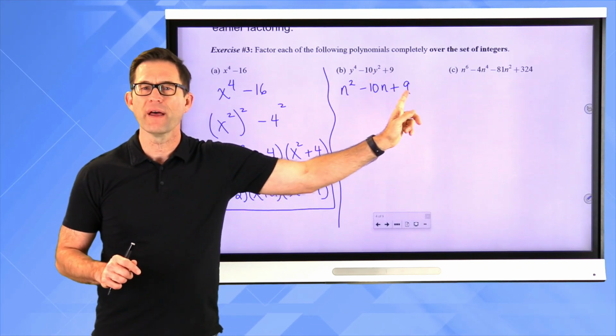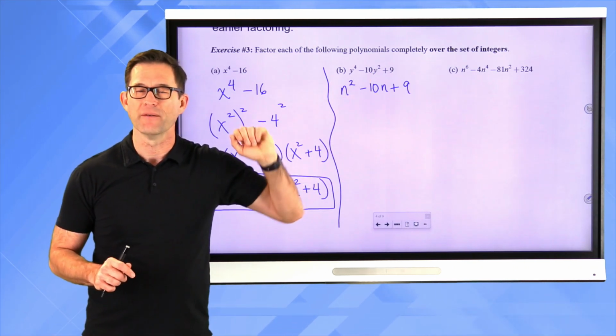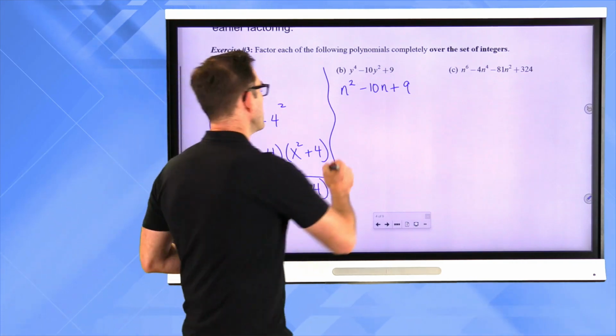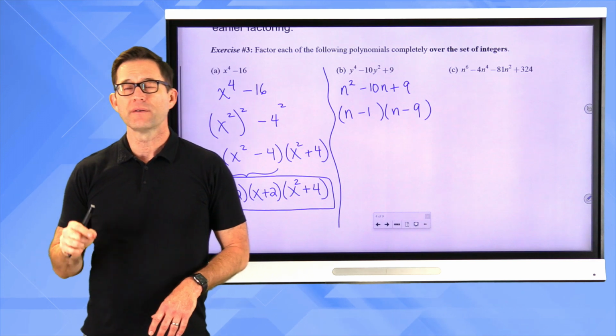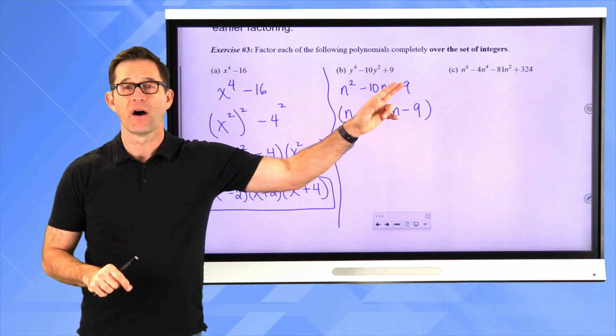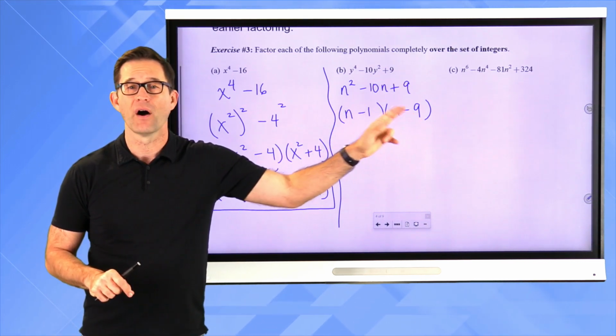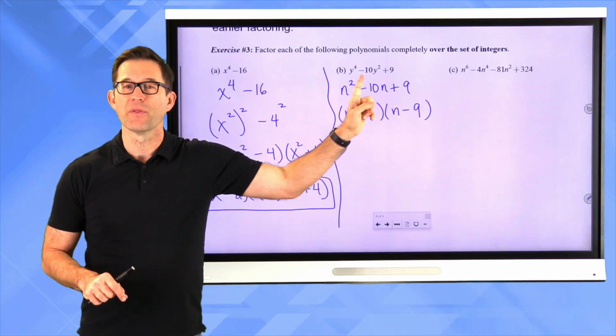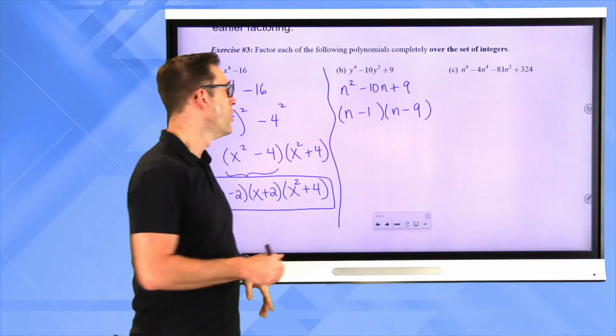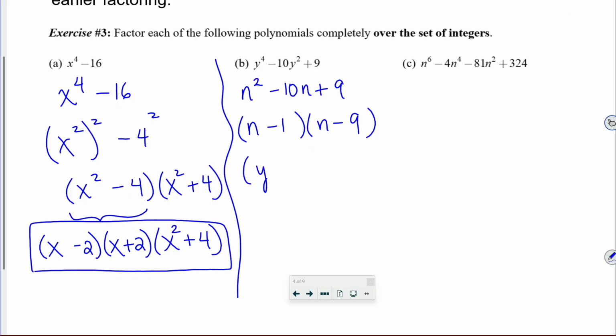And let's talk about what n squared minus 10n plus 9 would be. Factoring that trinomial, we would just have something like this, n minus 1 times n minus 9. Negative 1 times negative 9 gives me positive 9, and negative 1 plus negative 9 gives me negative 10. But since I'm dealing with this and not this, what I really have is y squared minus 1 times y squared minus 9.